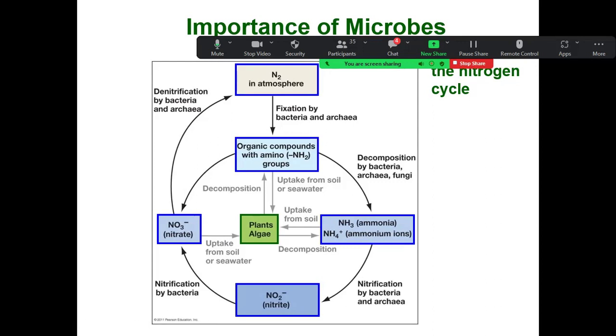The ammonia and ammonium can be converted into nitrite by bacteria and archaea. The nitrite, which is NO2 with a negative charge, can be converted into nitrate by bacteria. The nitrate is a form of nitrogen that green plants and algae love. So most of the time, this is the form of nitrogen they get and then use. And then when the green plant or algae decomposes, it becomes an organic compound, which will be decomposed further by bacteria and archaea and fungi into mostly ammonia and ammonium.